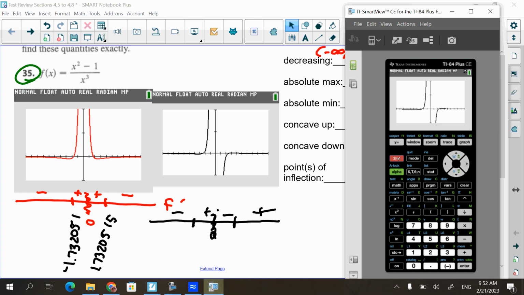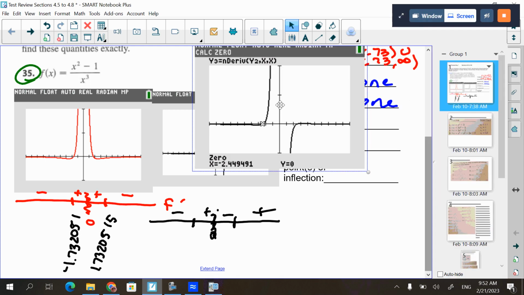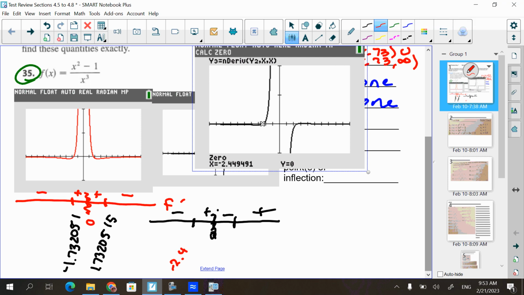All right, so I'm going to go to calculate. I'm going to go to 0. I'm going to look between negative 3 and negative 2. And it's negative 2.449491. And positive 2.449491.